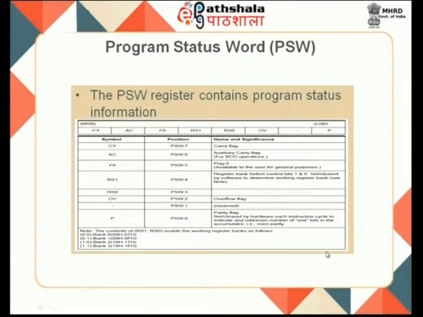So, this program status word tells you about currently what is the status with which the program is running in your processor. Based on that I can predict what will happen, and what is going on inside my processor. This is the idea behind this particular program status word.